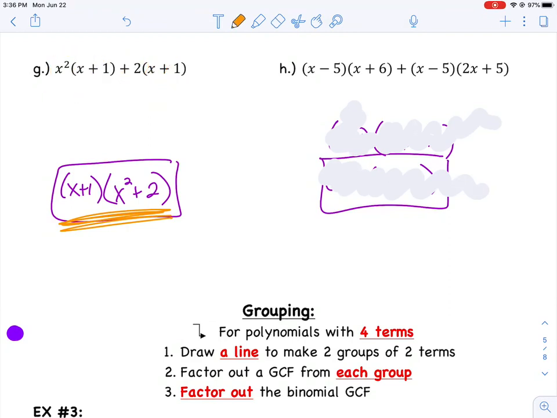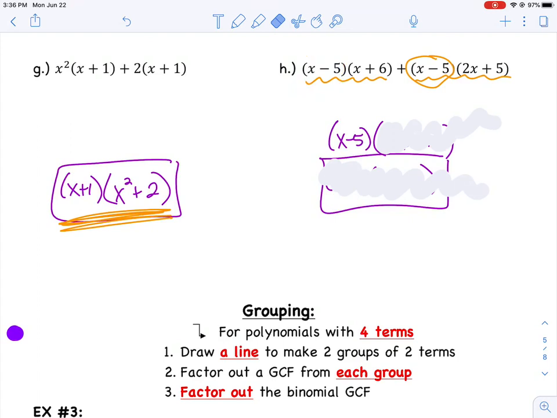All right, let's look at H. Again, I have one big old fat term, a second big old fat term, separated by a plus or minus sign. Don't FOIL or distribute. We want to actually factor. We want to do the opposite. So what do you notice about both of those big old terms? Do they have anything in common? Well, I notice that they both have an x minus 5. This one has an x minus 5 and this one has an x minus 5. So I should be able to factor out the x minus 5.